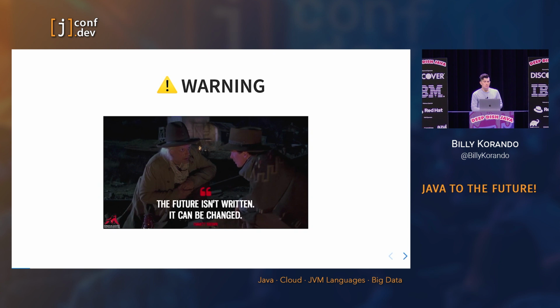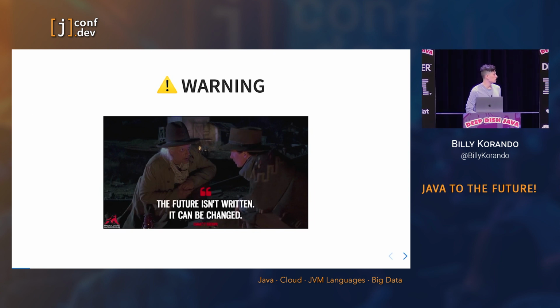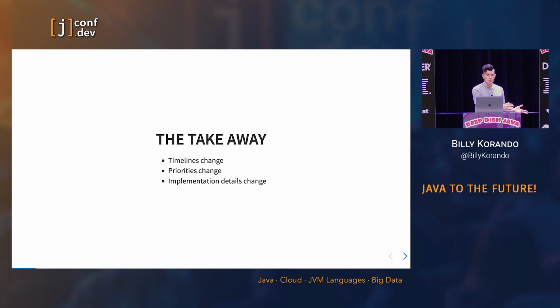So, I am talking about the future of Java. And as Doc Emmett Brown from Back to the Future said, the future isn't written, it can be changed. So take what I'm saying with a grain of salt. From when I first did this presentation to now, things have gotten a bit more concrete, since there are some JEPs being published now, or actual features being included into the mainline of Java. But still, there's definitely a possibility that timelines change, priorities change, and implementation details can change.